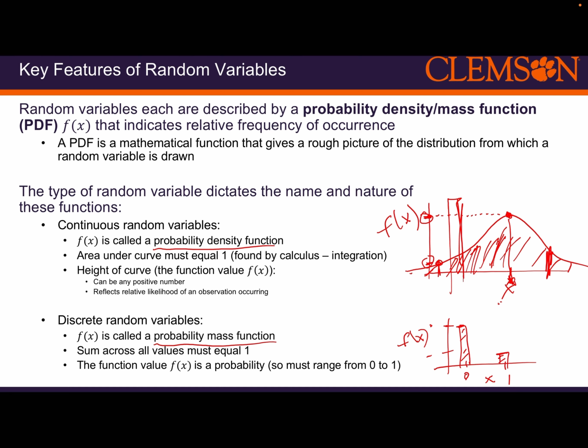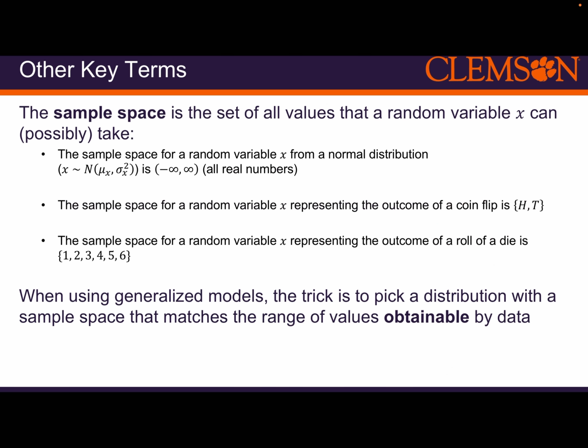So the big difference in these distribution functions is that for continuous variables, the height does not represent a probability. It's like a relative frequency. Sometimes we call it a likelihood. And for discrete variables, that height really does represent probability. So there are a couple other key terms that we have to define when it comes to variables.